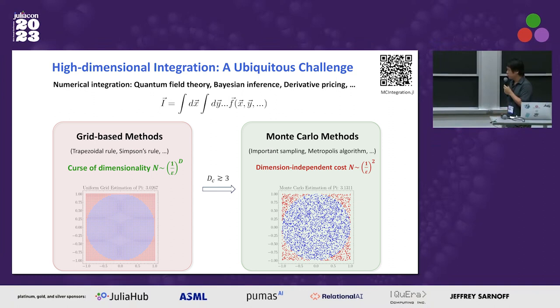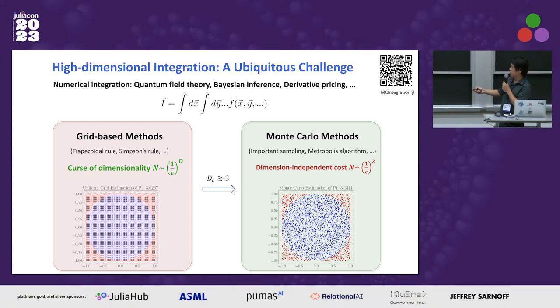To overcome this problem, people invented the Monte Carlo technique, and the overall idea is very simple. For example, if you want to estimate pi, which is the area of the unit circle, what you need to do is just draw a bunch of random points in a square and count how many points are within the circle. This simple approach turns out to have a very nice feature: if you want to achieve accuracy epsilon, the number of data points you need doesn't scale with the dimension. That makes it a very promising tool to solve high-dimensional integral problems.